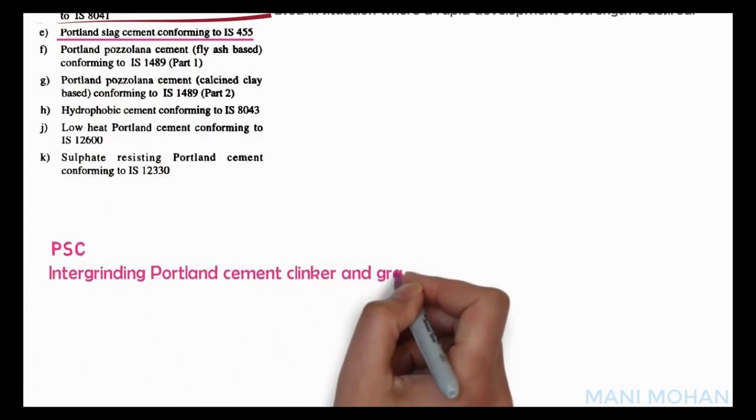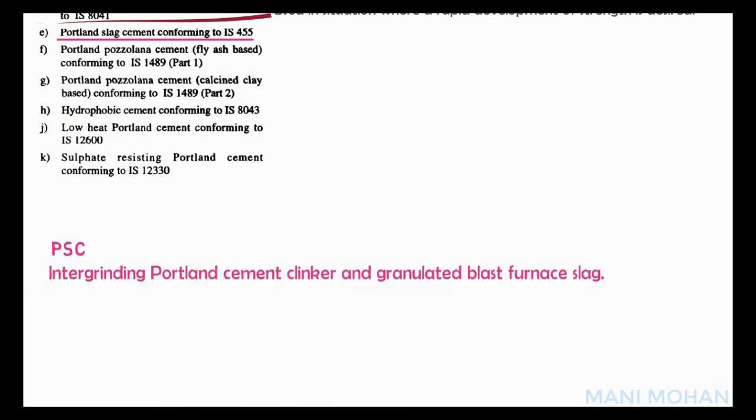The next is Portland slag cement, PSC. PSC is made by intergrinding Portland cement clinker and granulated blast furnace slag, which is a waste product in the manufacture of pig iron. It has fairly high sulfate resistance, rendering it suitable for use in environments exposed to sulfates in the soil or in groundwater.